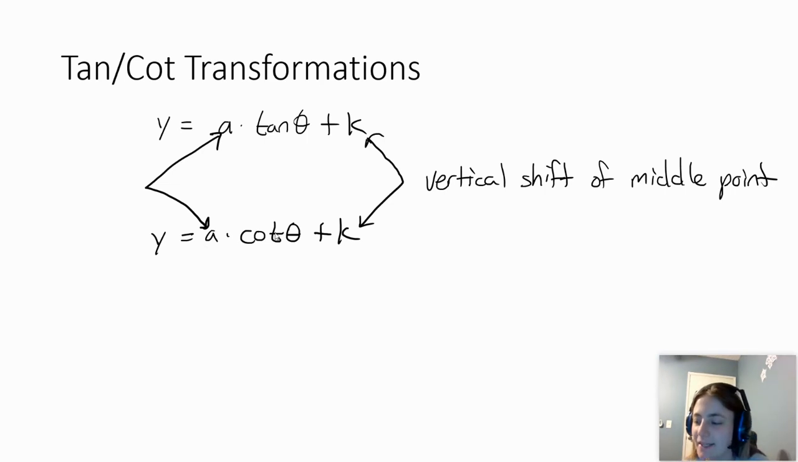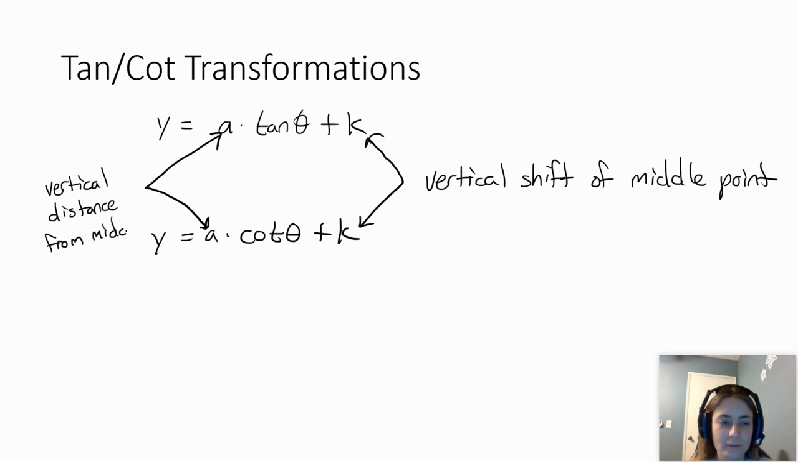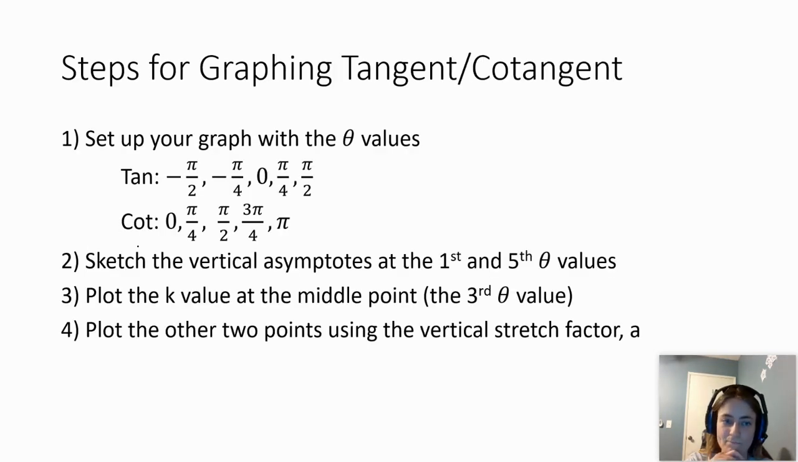So we can think of a as being the vertical distance from the middle point for those two values that we talked about. So this is what I mean.